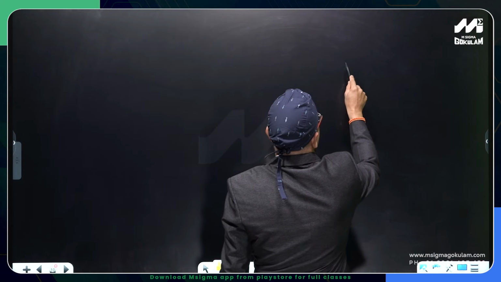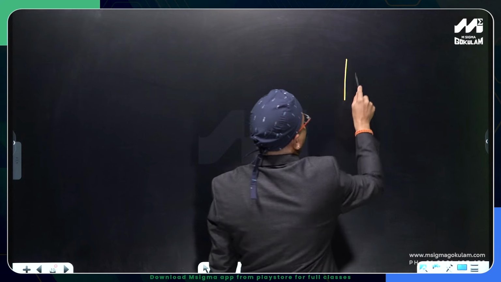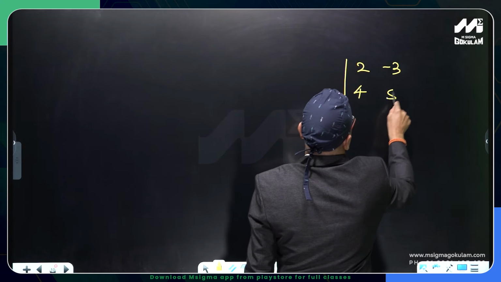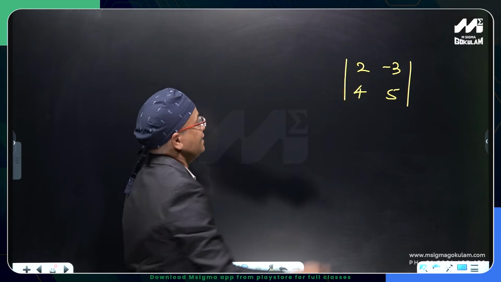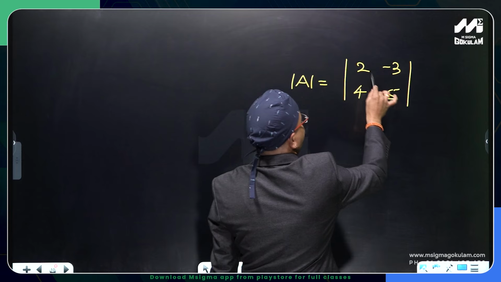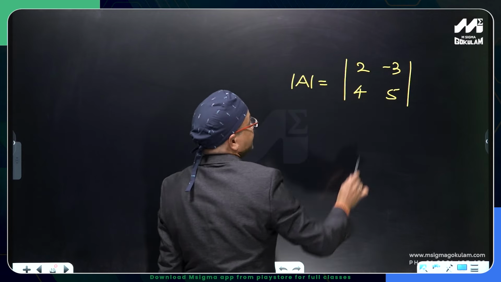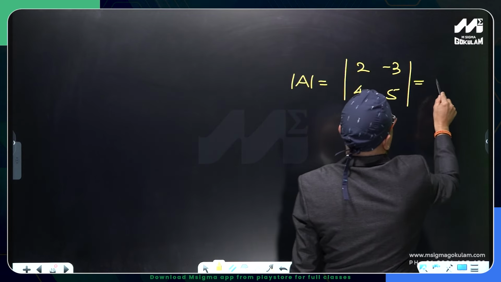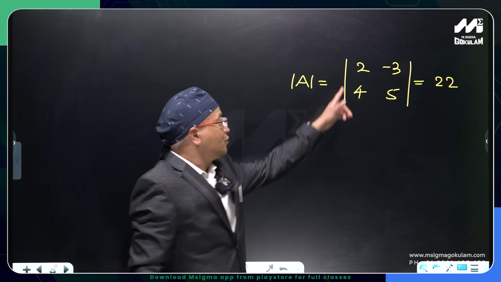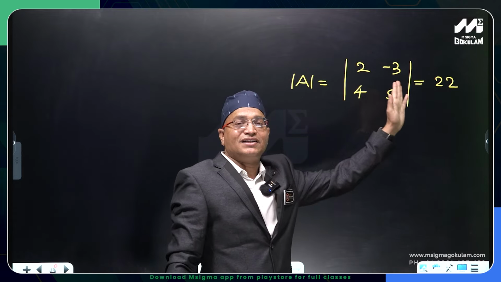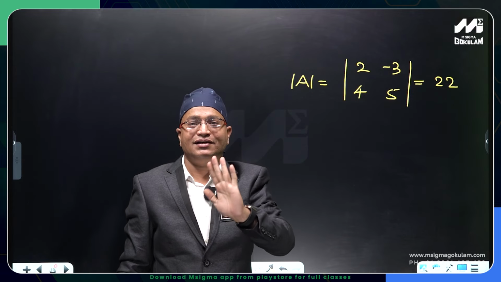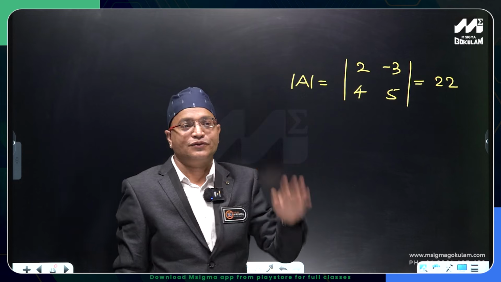Suppose I have 2, minus 3, 4, 5. This is det A. So, what is the determinant? 2 into 5 is 10, plus 12, 22. Something you calculate in the mind: 2 into 5, 10, minus minus 12, like that, don't write. 10 minus, minus 12, 10 plus 12, 22, okay.